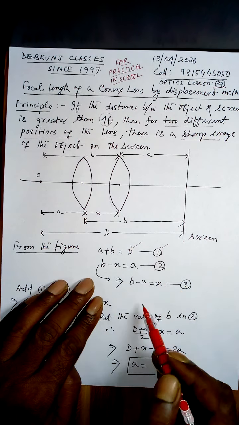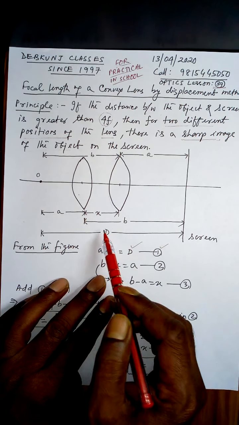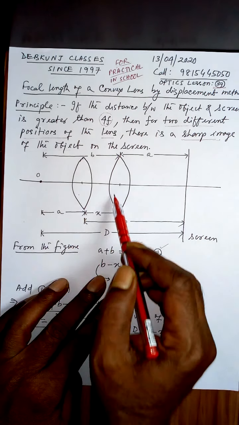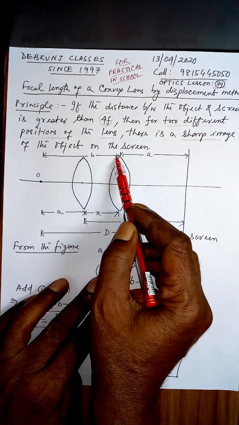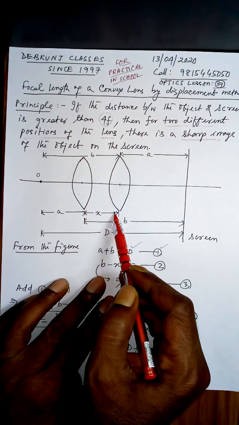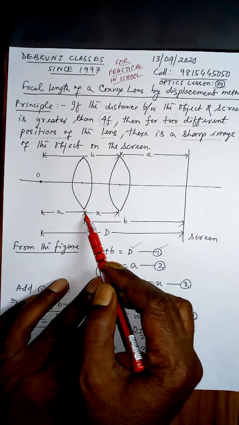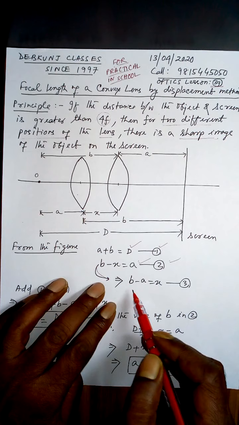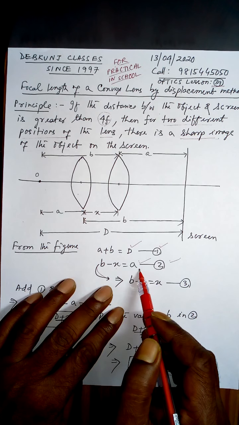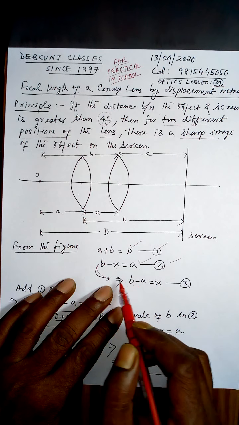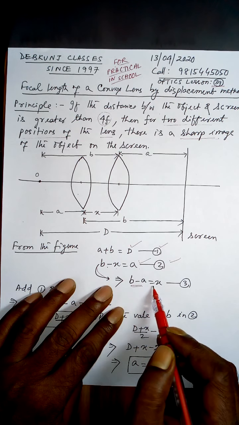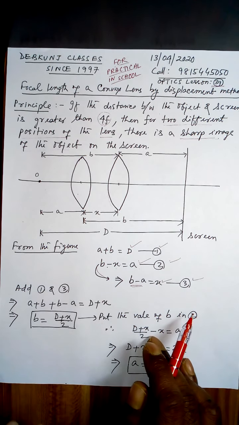For the second position of the lens, now look, b minus x is equal to a, that is the second equation. From this I take x to the right hand side, and bring a to this side, so b minus a becomes plus x, equation 3.